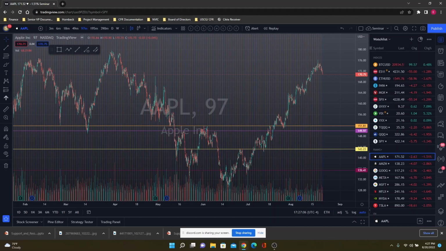Yeah, and TOS does offer real-time data on futures though, so that's what I use. Because TradingView charges a grip of money for futures data.